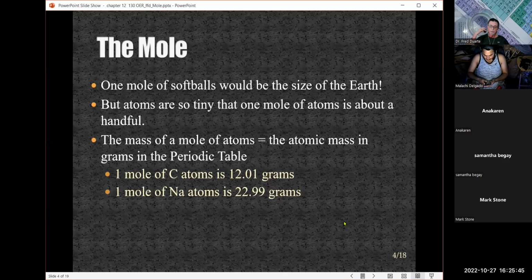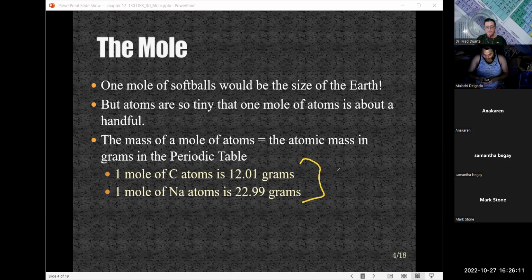So you can go to any element on the periodic table and if ever asked, how many grams is 1 mole of boron or 1 mole of sodium weigh? Well, it weighs 22.99 grams. Just like 12.01 grams would equate 1 mole. In both cases, they have 6.02 times 10 to the 23rd atoms, each of carbon and sodium, respectively.